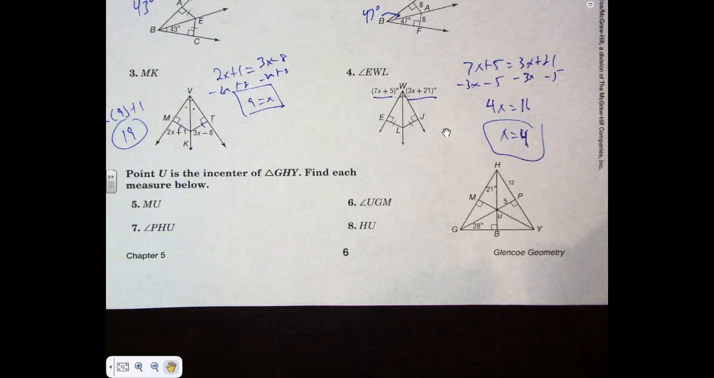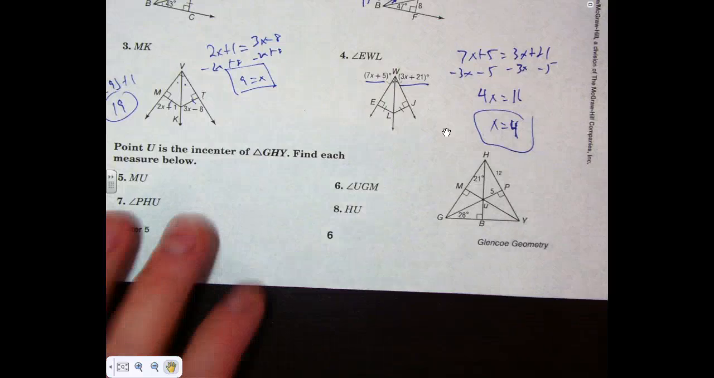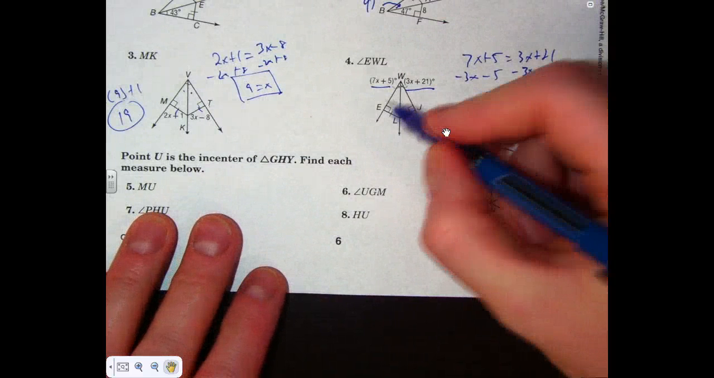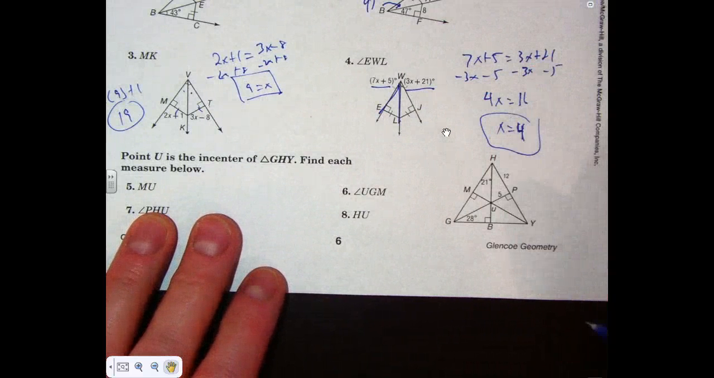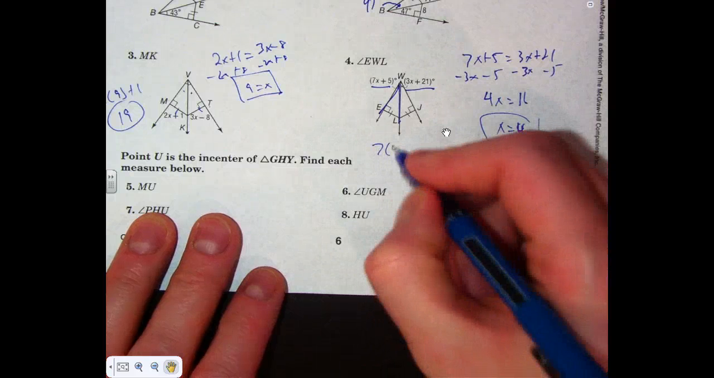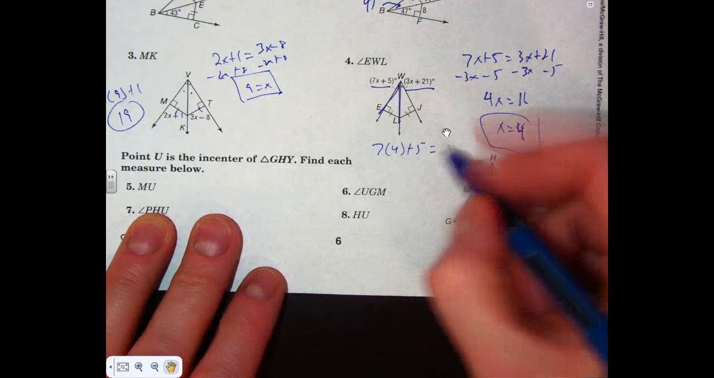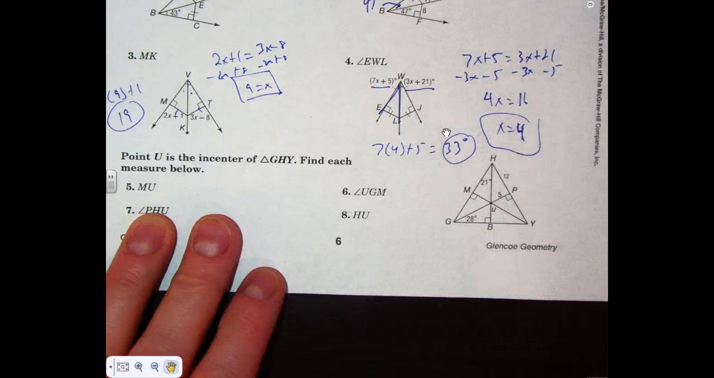And now we know that x equals 4. Plug that back in for really either one of the x's because it's asking for the measure of angle EWL. Well, EWL is just one of the angles. So 7 times 4 plus 5 gives us 28 plus 5, so 33 degrees.